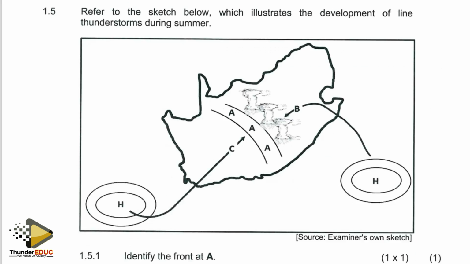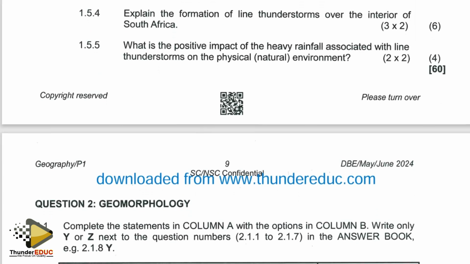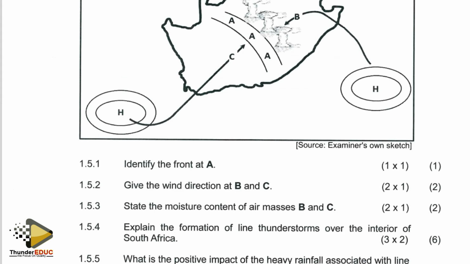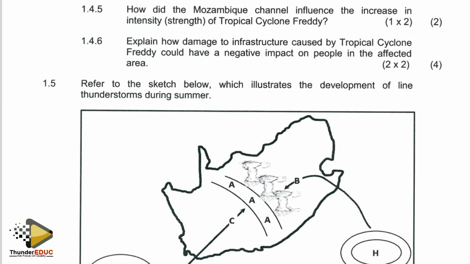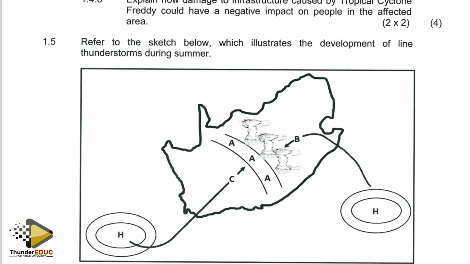Right, then we move on to question number 1.5, which is the last question on climate. All right, question number 1.5 says: refer to the sketch below which illustrates the development of line thunderstorms during summer.